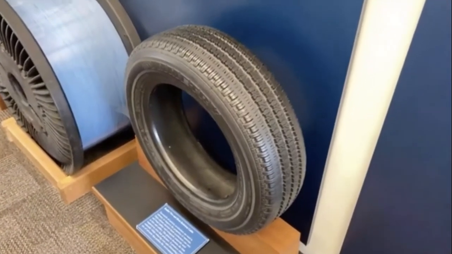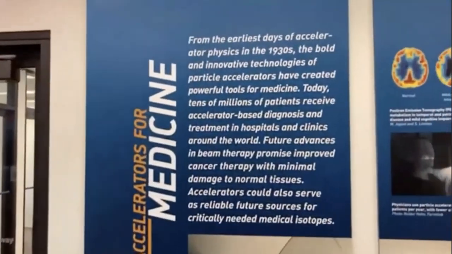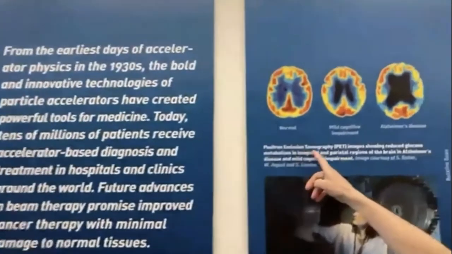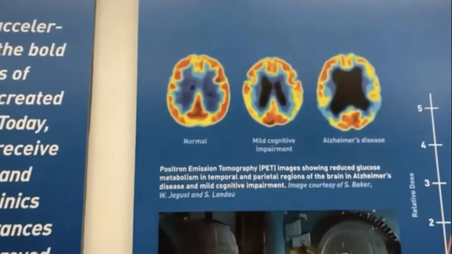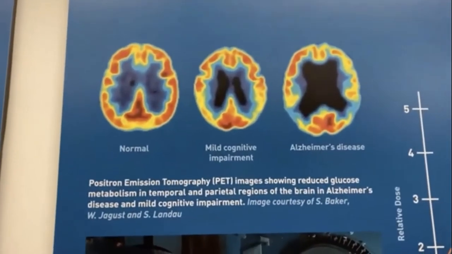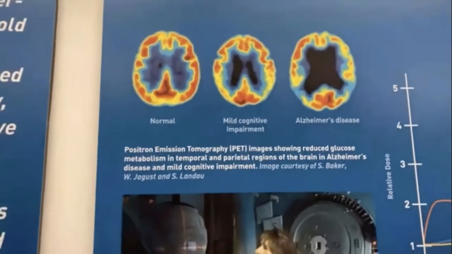There are tons of medical applications that our technology is used in. Just one I want to bring up, this would be from our detector technology, is positron emission tomography, or the PET scan. You may have heard of it. That's a cancer diagnostic tool.